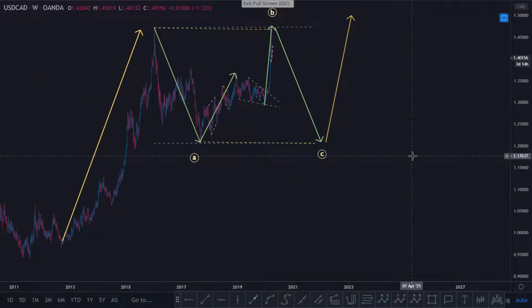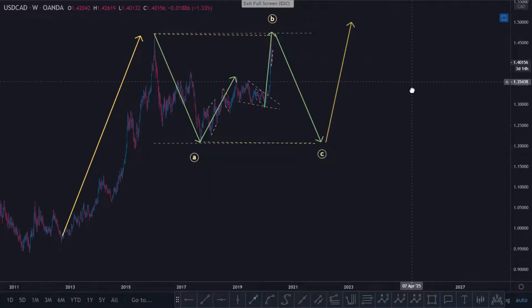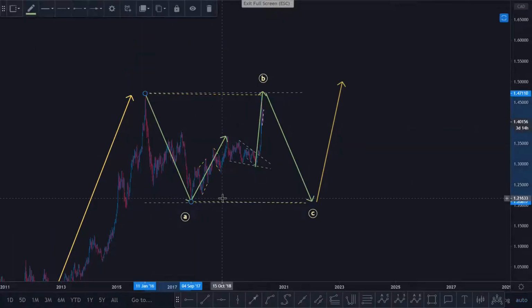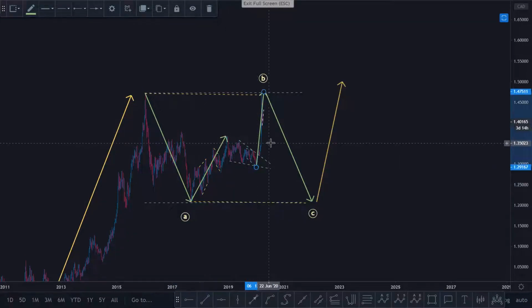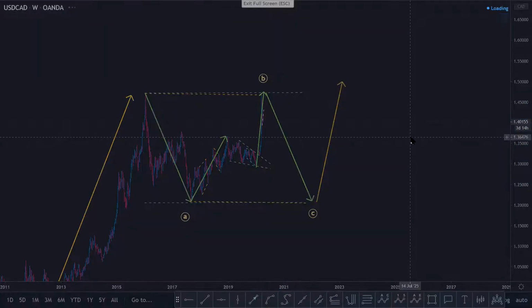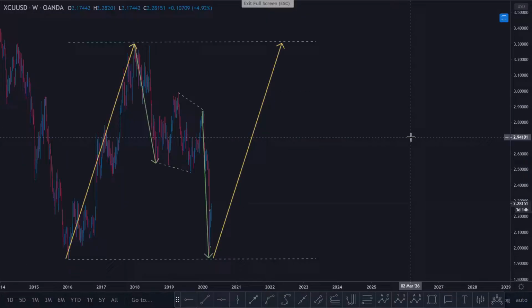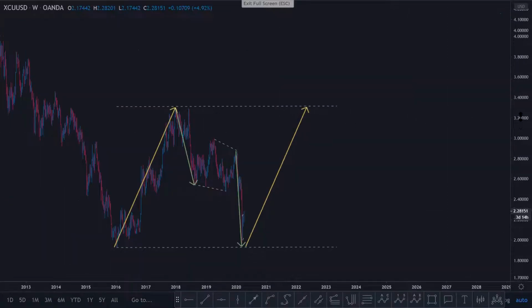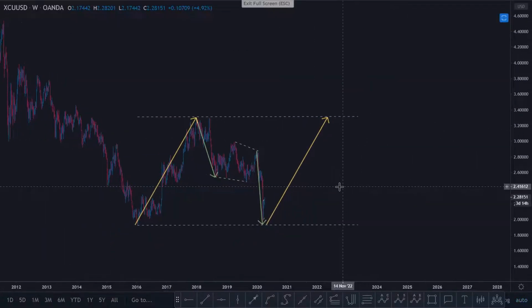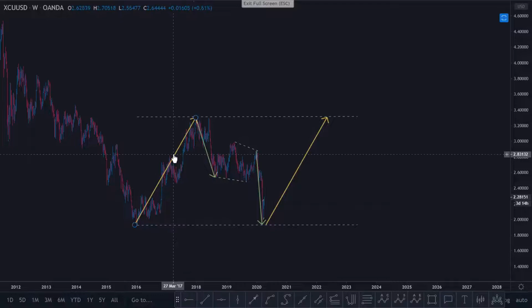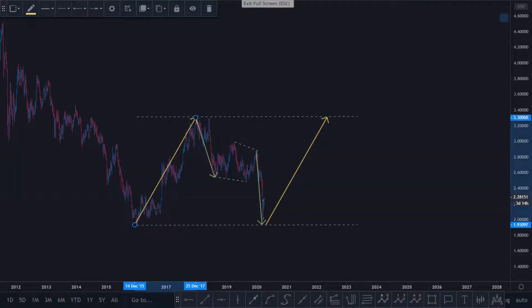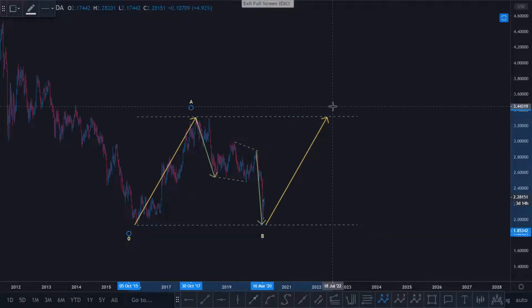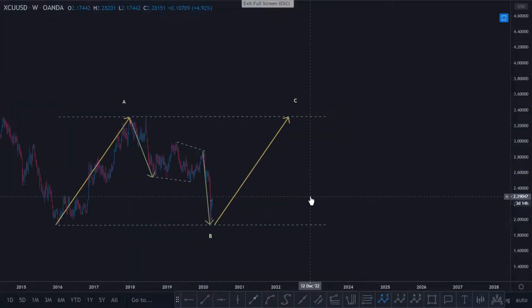US dollar CAD, same story, corrective impulse to the downside, impulse correction, impulse in the middle, and now we're waiting for the C wave to complete. So a lot of indication that the US dollar is going to show some weakness over the next while, next short term. Same with copper. We had a strong impulsive correction. We had a B wave. Now we expect the C wave to follow.